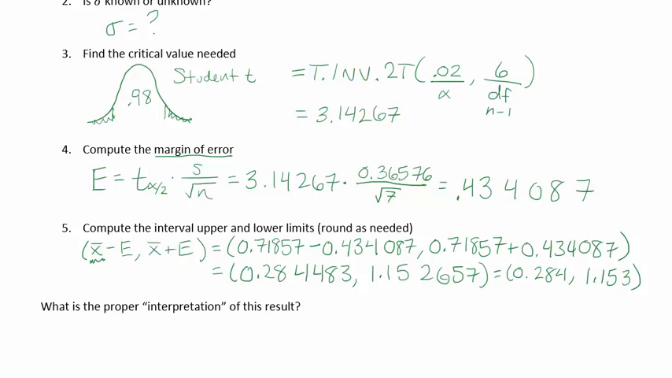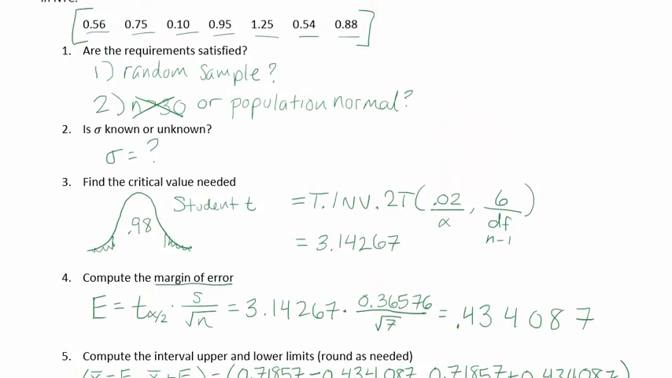So the interpretation of this result, this gets into how do we word our answer for confidence intervals. We could say here that we are 98% confident that this interval that we came up with here will contain the true mean value for the amount of mercury in tuna in New York City.